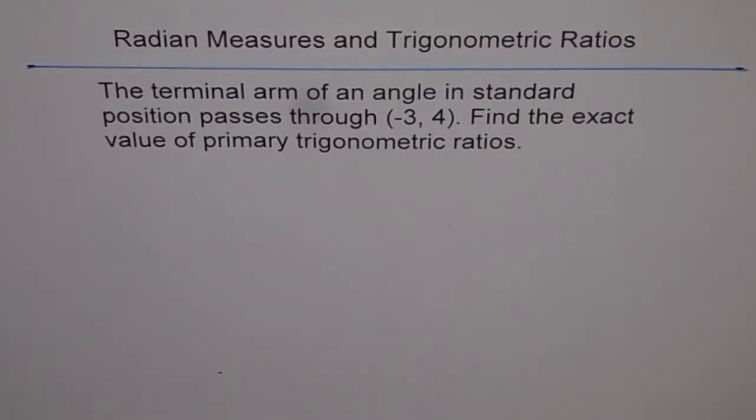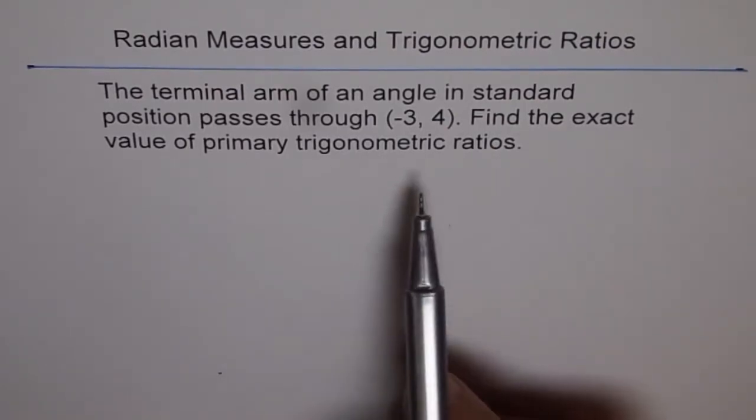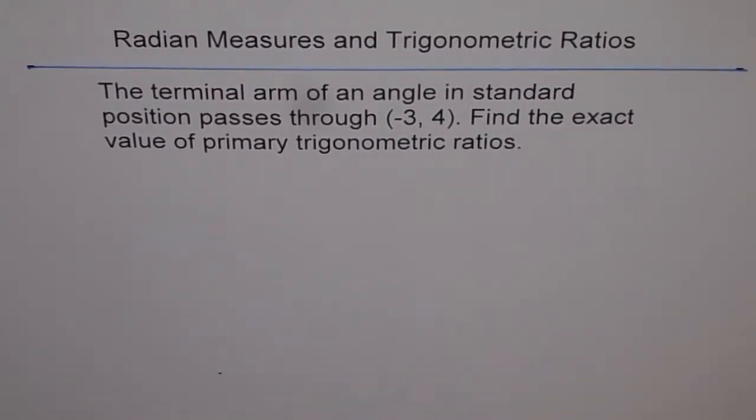Radian measures and trigonometric ratios. The terminal arm of an angle in standard position passes through (-3, 4). Find the exact value of trigonometric ratios. Okay, so let's try to sketch it first and then solve the problem.